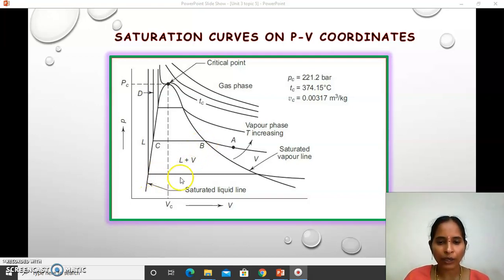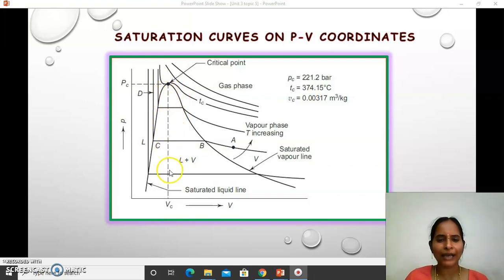These are the lower pressure lines. When going up, higher pressures are achieved, and the same test was done by varying the pressure. You can see that when the pressure is increased, the width between the saturated liquid line and the saturated vapor line decreases continuously.